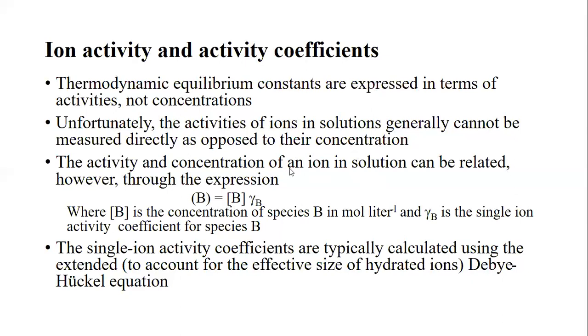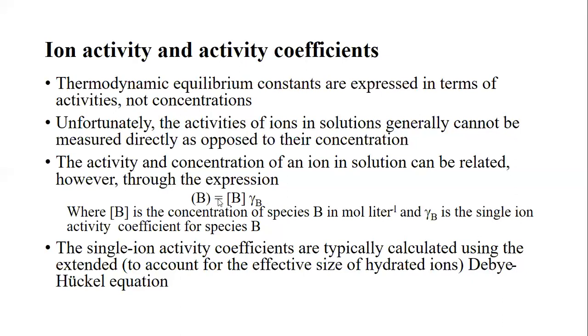The activity and concentration of an ion in solution can be related, however, through an expression for the activity of B. B can be any ion, cation or anion. It doesn't make any difference. That's why we say B is any species, anything, any ion that's in solution. The parentheses, if you remember, we refer to the activity of B in parentheses, and these brackets indicate concentration.